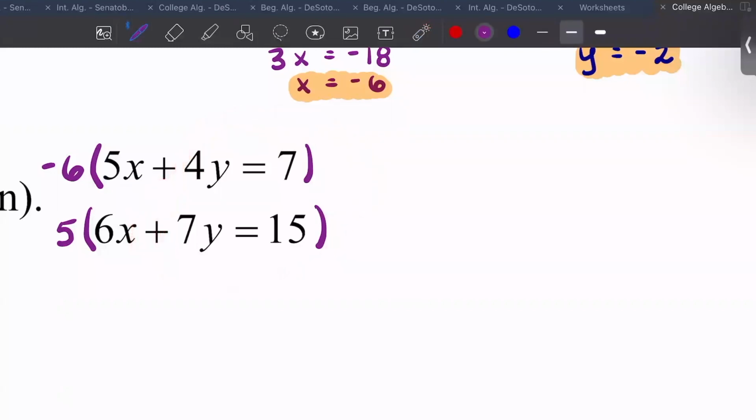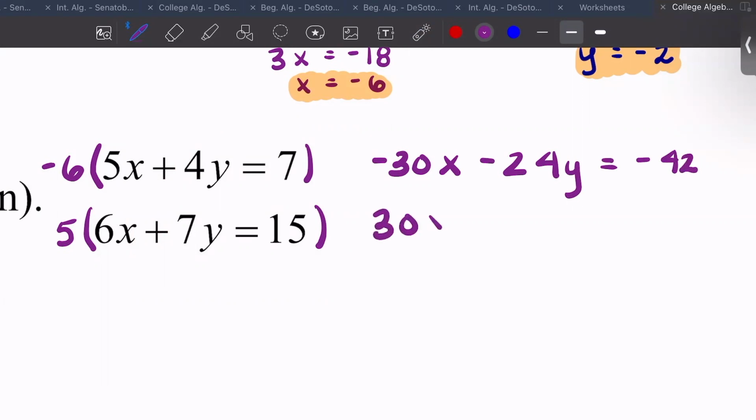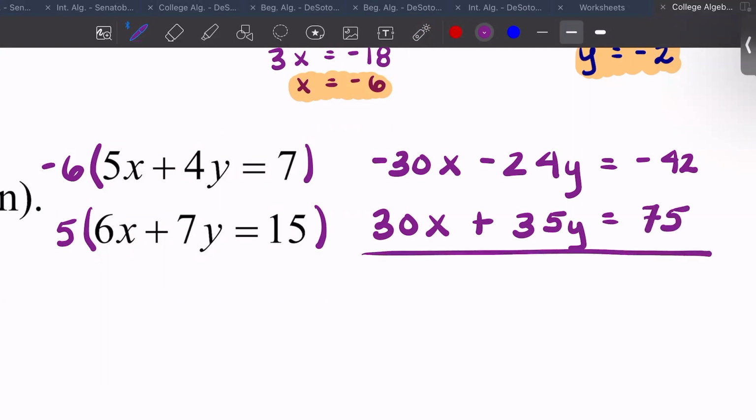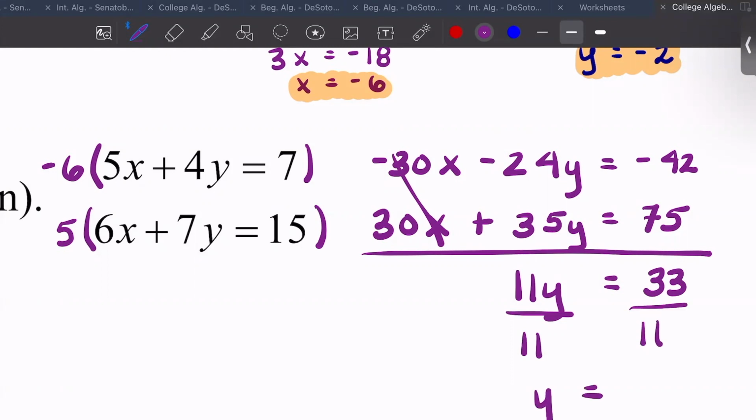Okay. So I get negative 30x minus 24y equals negative 42. And I get positive 30x plus 35y is equal to 75. Okay, those zeroed out, and we were left with 11y equals 33. Divide by 11, y equals 3. And you're done.